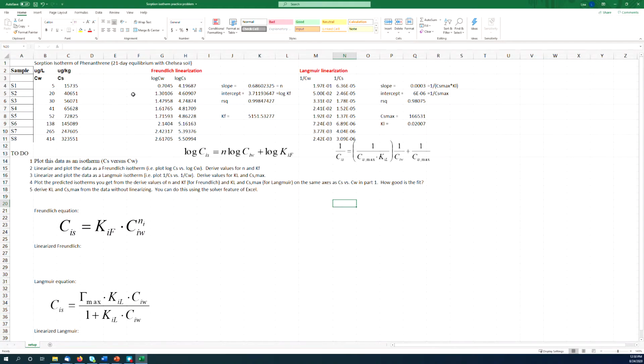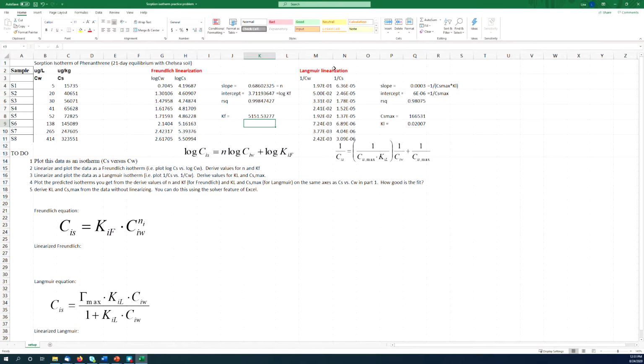In the interest of time, I'm skipping over the linearization part, but we could fit to the Freundlich equation, and here's the linear form of the Freundlich equation. We could fit to that by taking the log of the concentration in the aqueous phase, Cw, and also the log of the concentration in the solid phase, Cs, and then just calculating the slope and the intercept. Here's the R-squared value. You can do those with formulas, no problem. That gives you your N value and your KF. KF is just 10 to the value of the intercept.